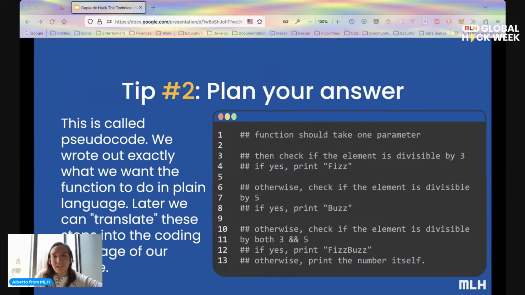So here we have the schema. The function should take one parameter, then check if the element is divisible by 3. If yes, we should print this. Otherwise, we should check if the element is divisible by 5. If yes, we print this. And if it is divisible by both 3 and 5, we should print this. Otherwise, just print the number. And let's move to actually writing this solution.